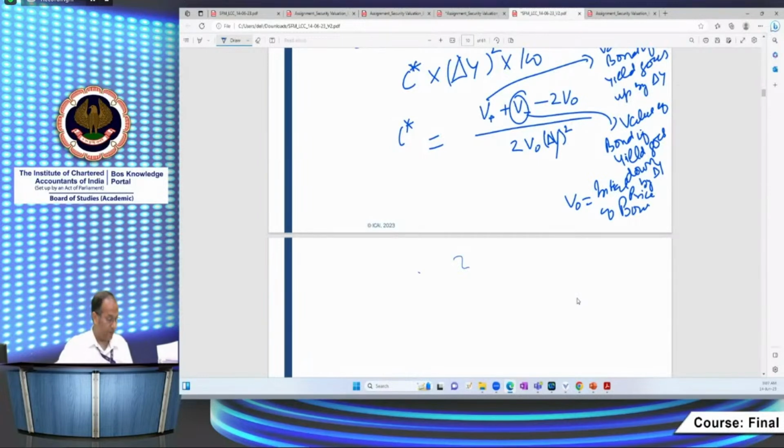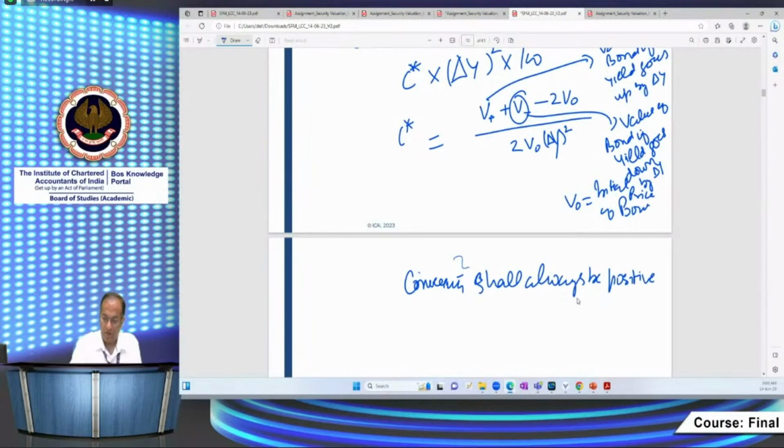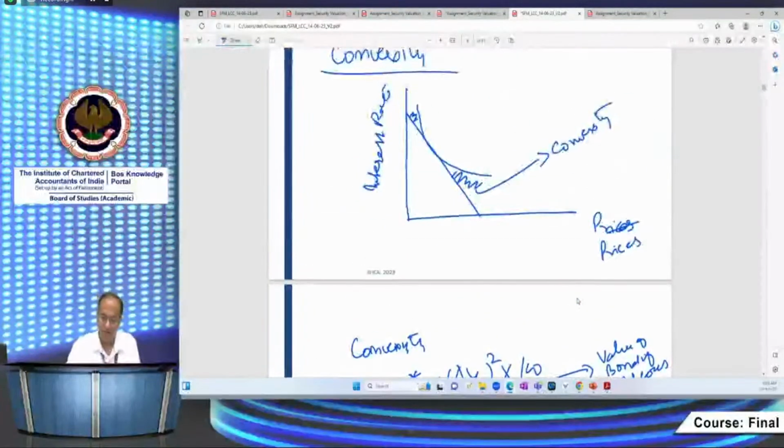Okay, student, so this is the concept of convexity. We have to make an adjustment, and it is always noted that convexity shall always be positive. Because you see here, this is a positive value, this is a positive value, so this will always remain positive. This is very important to note. Okay, students.